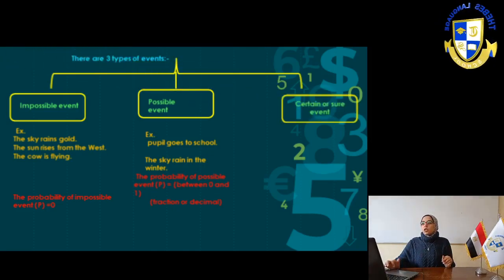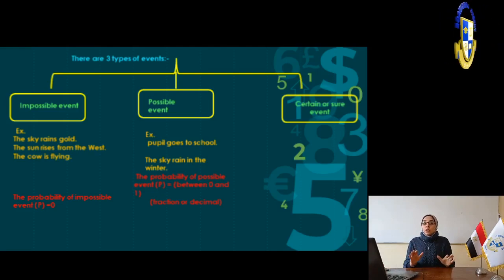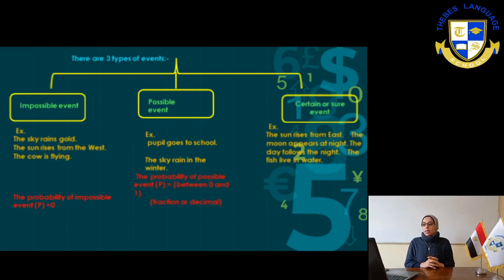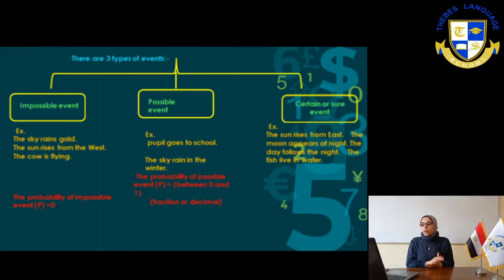Certain or a sure event. That event, I'm sure it will happen. As the sun rises from the east. I'm sure. Every day the sun rises from the east. I'm sure of that. The moon appears at night. Every day the moon appears at night in the sky. So it's a sure event.